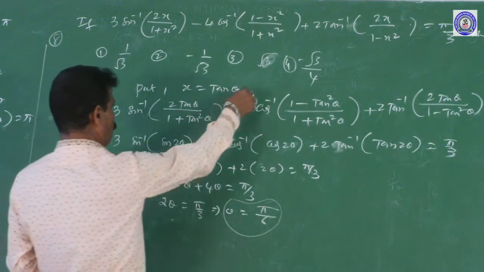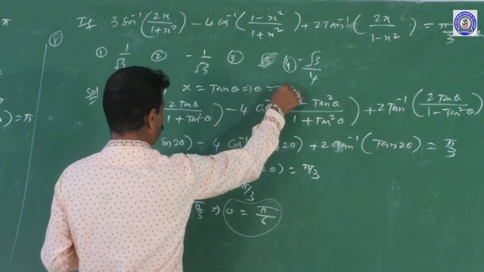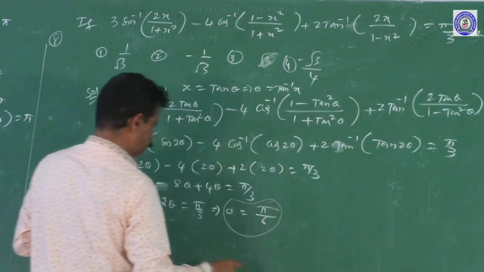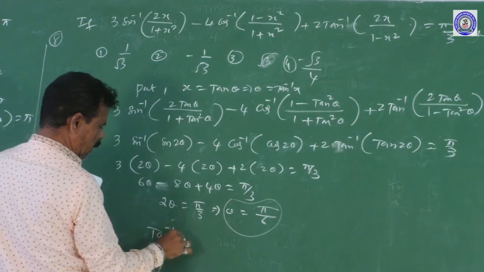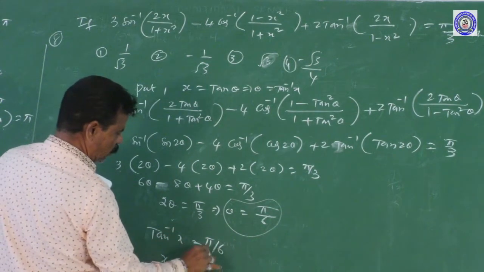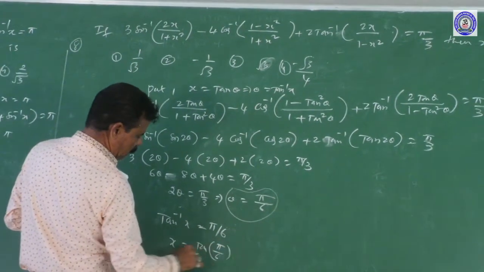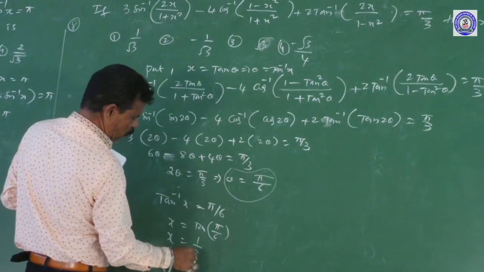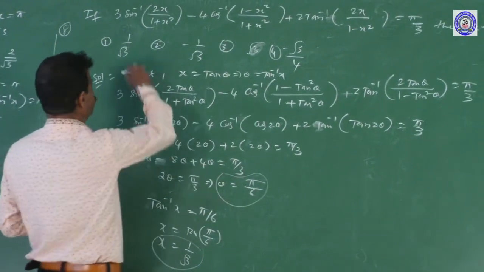Whereas theta is equal to what? Theta is equal to tan inverse of x. So here theta, tan inverse x, is equal to 5 by 6. So x is equal to tan 5 by 6. Tan 30 value is 1 by root 3. 1 by root 3, first option.